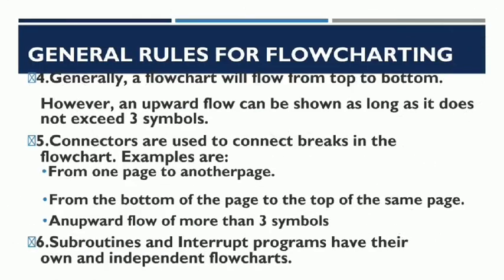General rules for flowcharting. Number 4. Generally, a flowchart will flow from top to bottom. However, an upward flow can be shown as long as it does not exceed 3 symbols. Number 5. Connectors are used to connect breaks in the flowchart. Examples are from one page to another page, from the bottom of the page to the top of the same page, and last, an upward flow of more than 3 symbols.